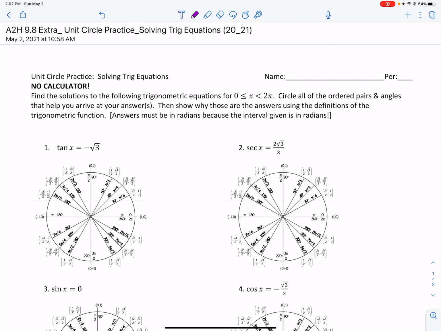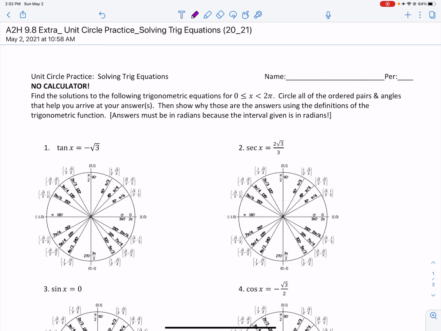Algebra 2 Honors 9.8, an extra worksheet on the unit circle and using it to solve trig equations. So notice this is no calculator. This should all be work without a calculator. And you have an interval given in radians, so your answer should be in radians.